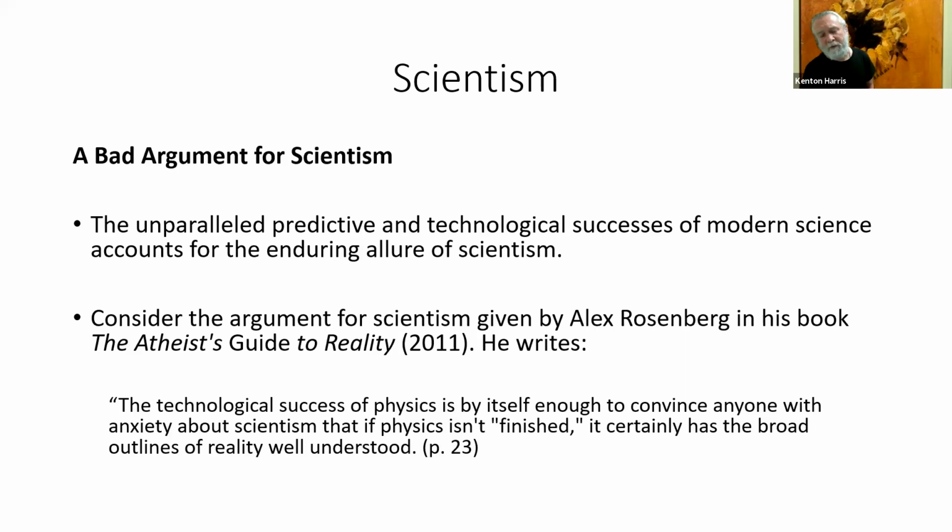Finally, we get to what Fraser claims is a bad argument for scientism. So some have suggested that the unparalleled predictive and technological successes of modern science account for the enduring allure of scientism. Consider the argument for scientism given by Alex Rosenberg, whom we've looked at before in this book, in his book The Atheist's Guide to Reality. He writes, quote, "The technological success of physics is by itself enough to convince anyone with anxiety about scientism that if physics isn't finished, it certainly has the broad outlines of reality well understood."